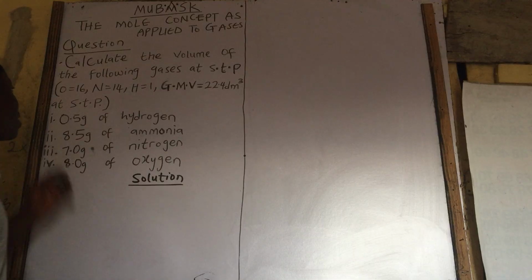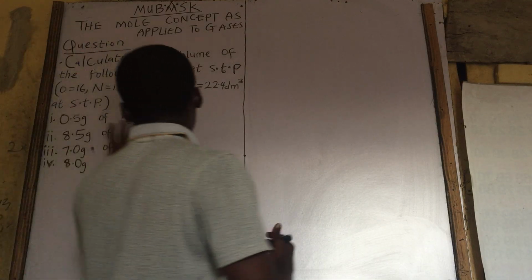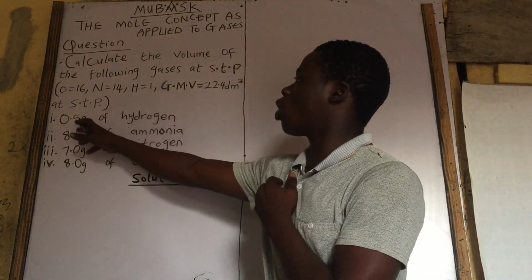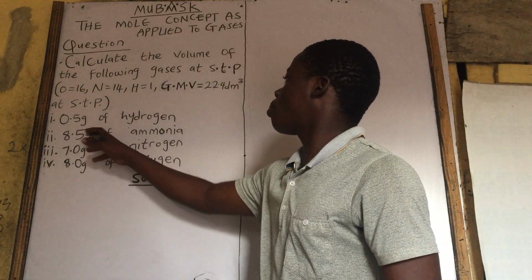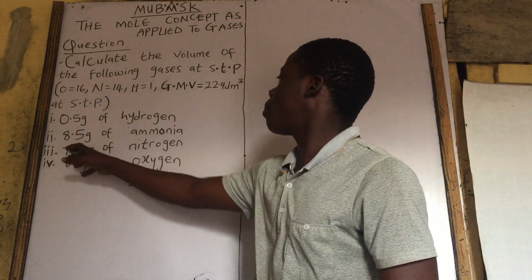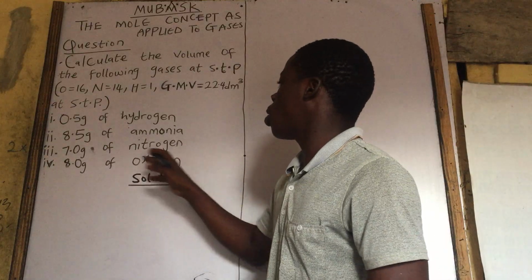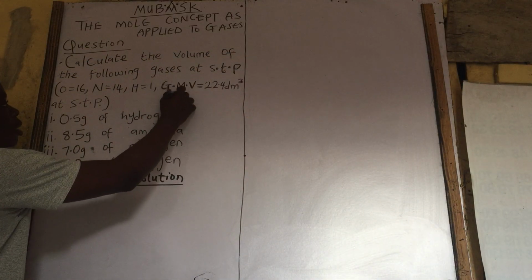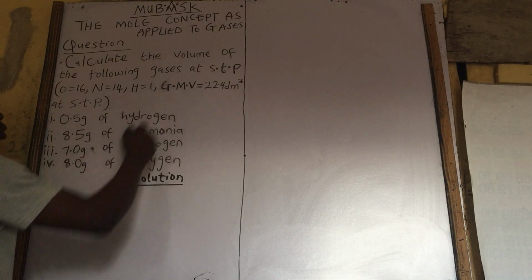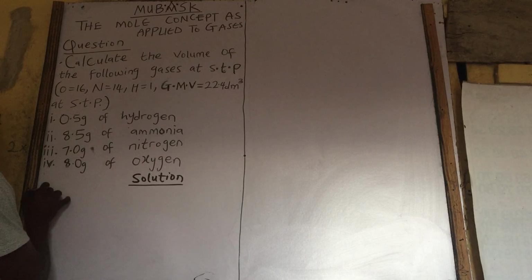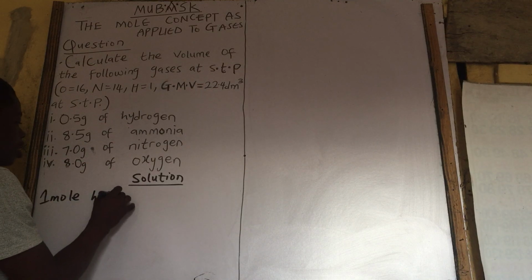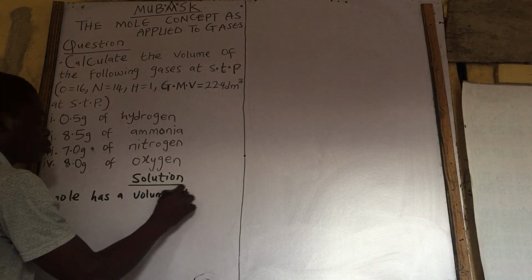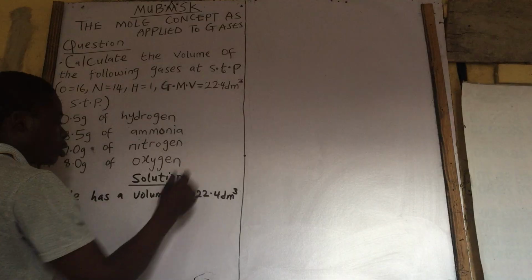GMV equals 22.4 dm³ at STP. Now they tell us to calculate the volume of hydrogen gas, and they are giving us the mass of hydrogen gas, which is 0.5 gram. Also mass of ammonia 8.5 gram, mass of nitrogen gas 7.0, mass of oxygen 8.0. Since they are giving us the gaseous molar volume, equal to 22.4 dm³, we are going to be using it. 1 mole has a volume of 22.4 dm³. This one is constant.